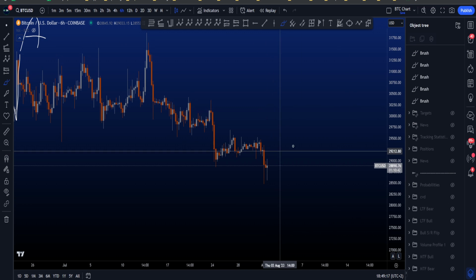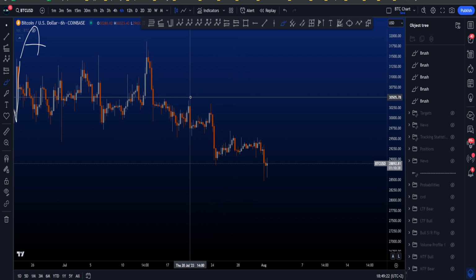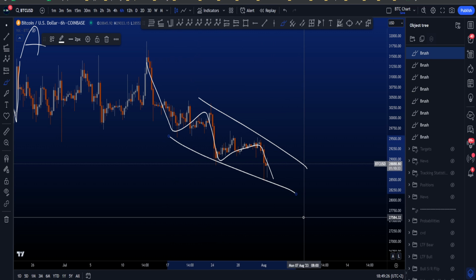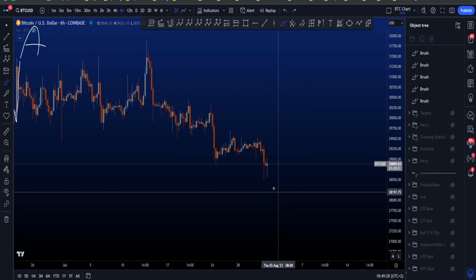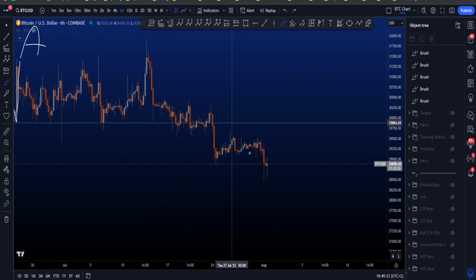That's not what you want to see. The other option is that you have a diagonal in a wave C, so then it is a 1, 2, 3, 4, 5, and then eventually you have a diagonal to the downside, but then it is an ending diagonal, and an ending diagonal, because it is wave C, which ends the ABC structure.